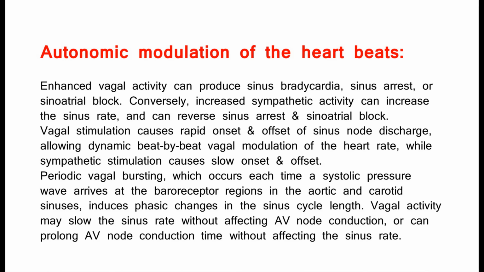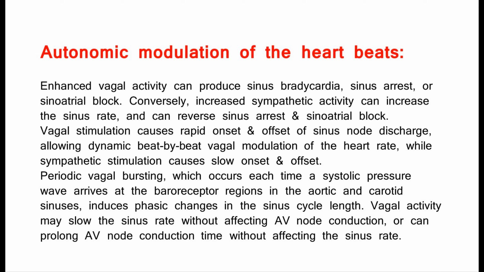Autonomic modulation of the heartbeats. Enhanced vagal activity can produce sinus bradycardia, sinus arrest, or sinoatrial block. Conversely, increased sympathetic activity can increase the sinus rate, and can reverse sinus arrest and sinoatrial block. Vagal stimulation causes rapid onset and offset of sinus node discharge, allowing dynamic beat-by-beat vagal modulation of the heart rate, while sympathetic stimulation causes slow onset and offset.